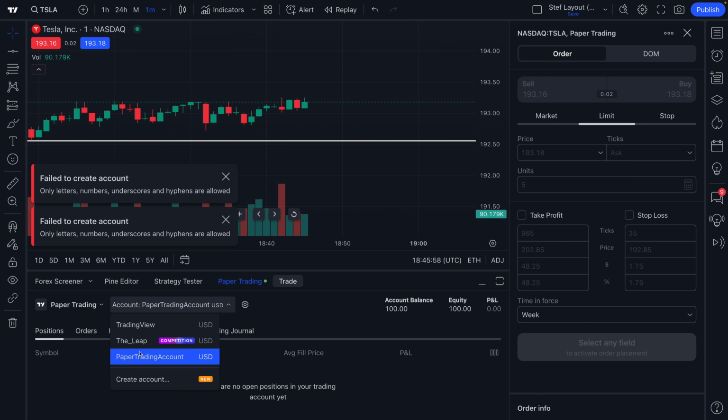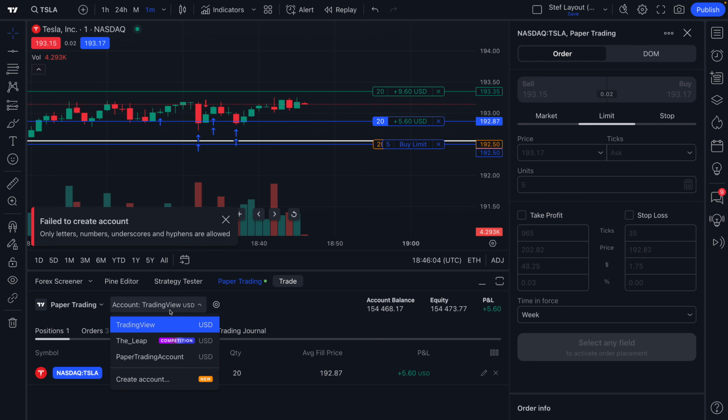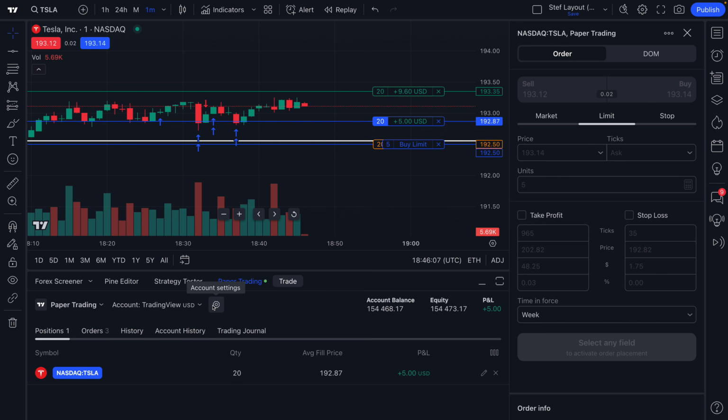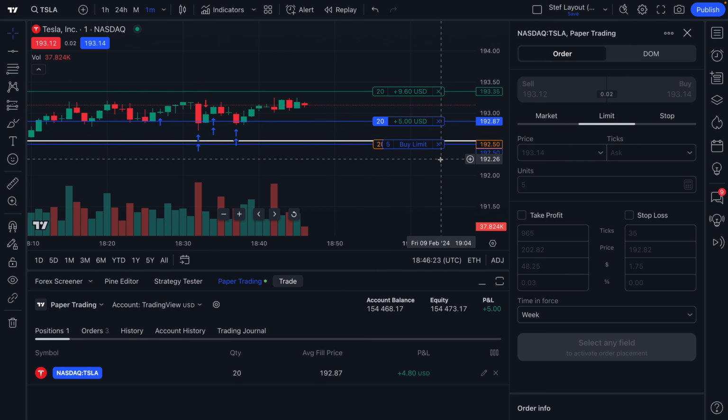So now we've got a paper trading account in TradingView, it's got $100. Now we can bounce between our two accounts as needed. In addition, what's quite important here is the account settings menu. This, of course, is where you can choose to include commission or reset the account. We do not want to reset the account at this point, but if you ever need to start fresh, maybe your account's gotten a little too messy, your account balance is messed up, click reset account and start over from scratch. So, ladies and gentlemen, that is paper trading.